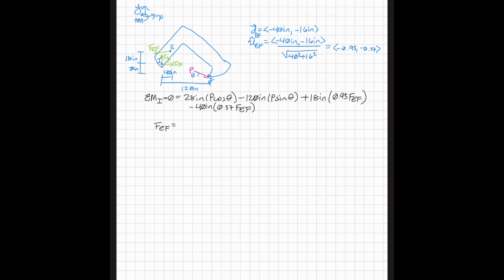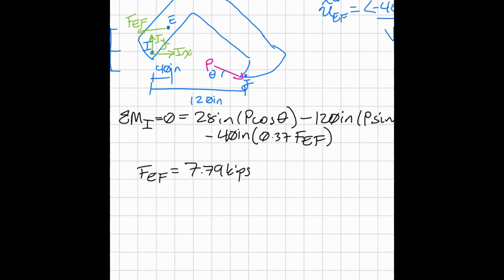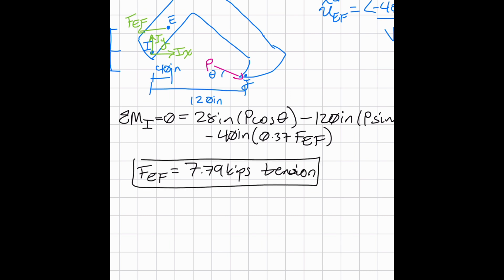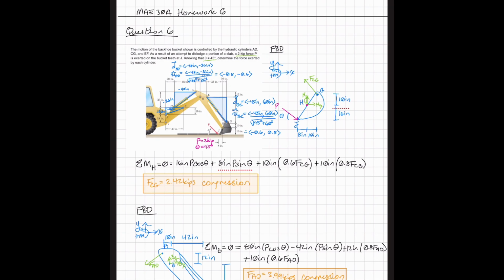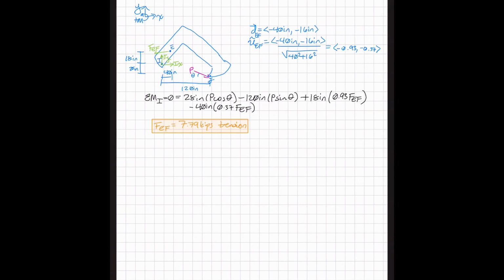Okay. And at this point, if we again isolate FEF using algebra and plug in the theta and P values, we get that our FEF value is 7.79 kips. And in this case it is negative, so that means our actual force will be pointing this way, resulting in a tension force for our component. And with that, that is the last answer for homework 6, and there you go.